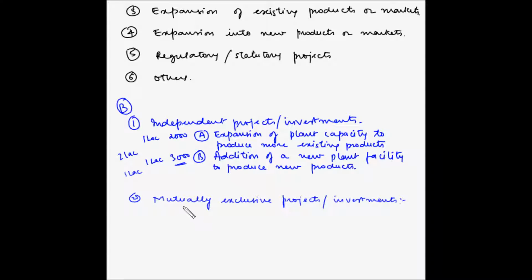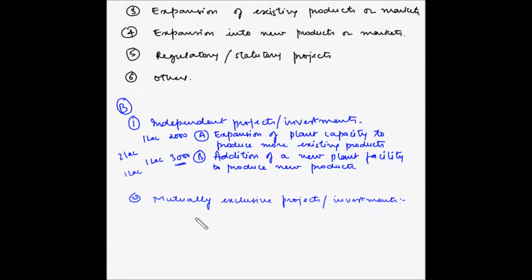The second category is of mutually exclusive projects or investments. Mutually exclusive projects are the ones which serve the same purpose and compete with each other. If one investment or project is undertaken, then the other will have to be excluded. For example, let's say that there is an old version of the Lawson ERP system implemented in a company.